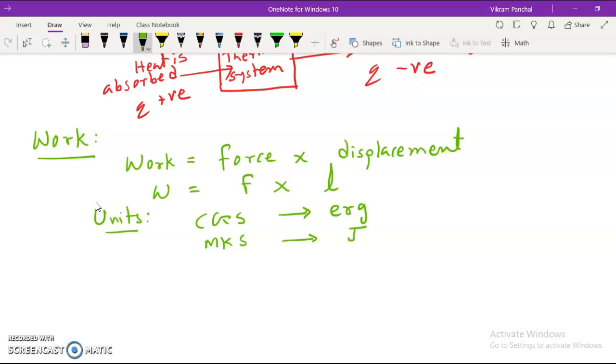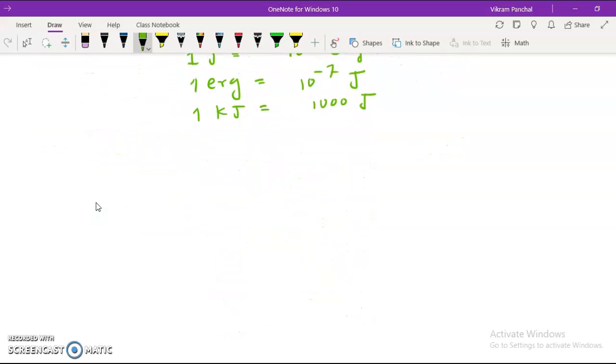There is a relation between joule and erg, that 1 joule is equal to 10 raised to 7 erg, or 1 erg equals to 10 raised to minus 7 joule, or 1 kilojoule is equal to 1000 joule. So these are the different units which we use for work. Now symbol of work is W.